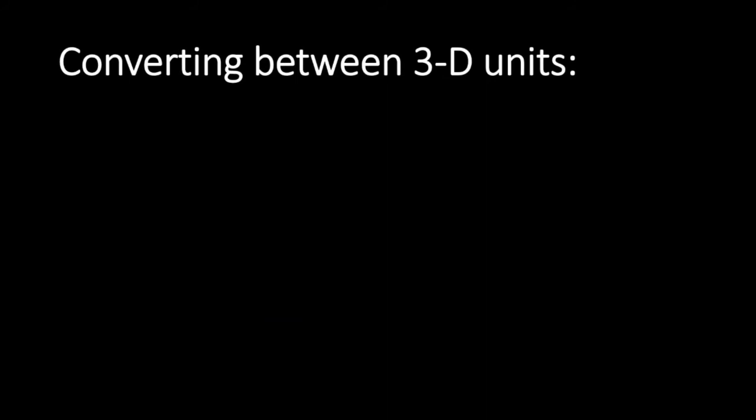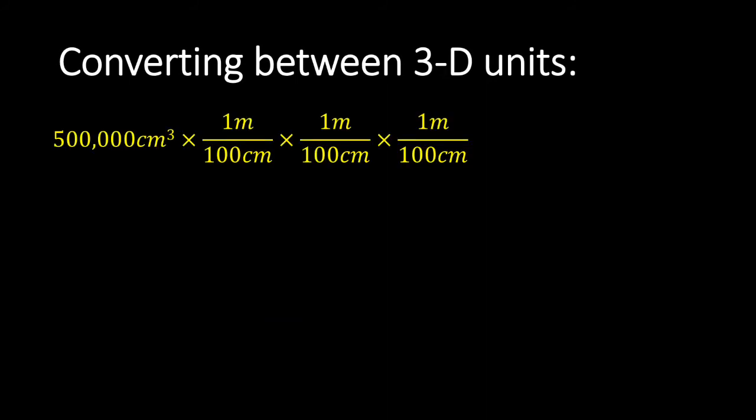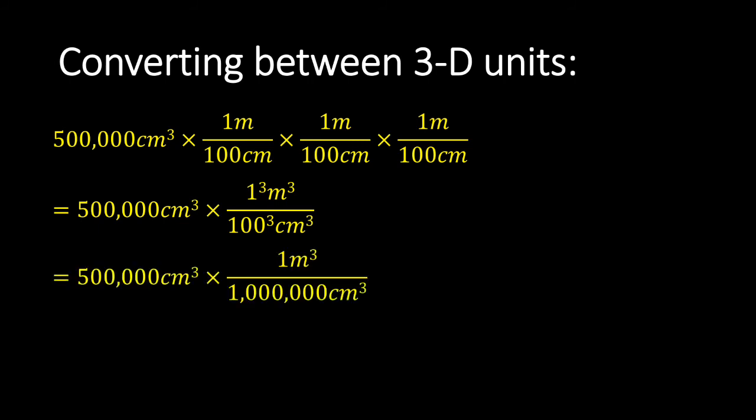In this example, we want to convert 500,000 centimeter cube into meter cube. We only need to multiply that by 1 meter over 100 centimeter 3 times. If you're familiar with the index notation, you may just start with the second line. It's more concise. In the end, we will get the answer 0.5 meter cube.